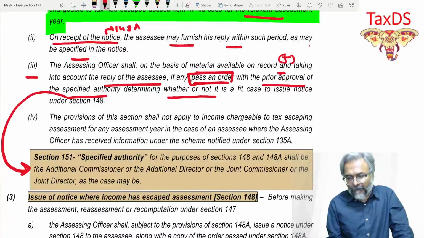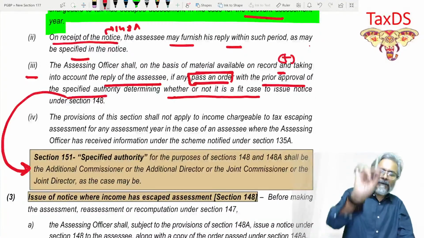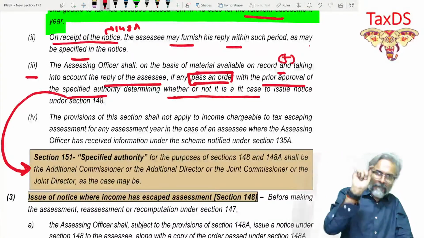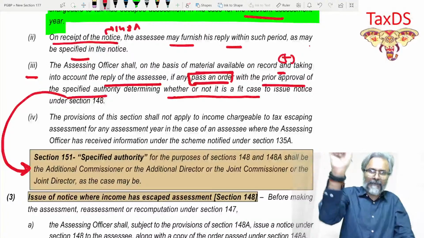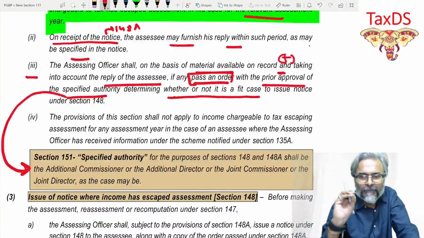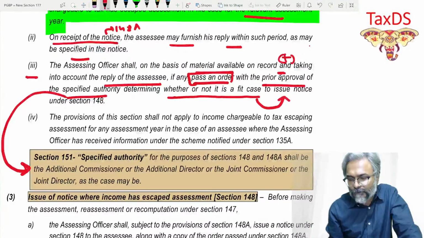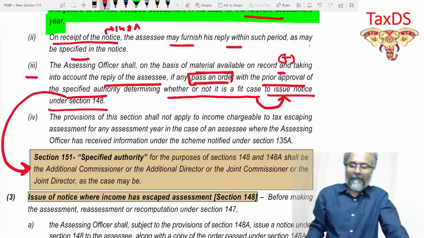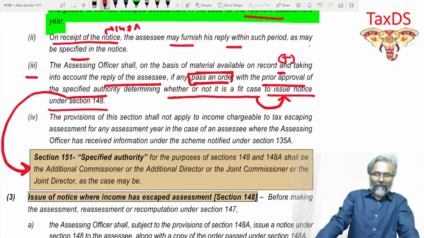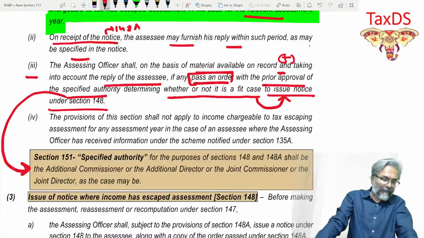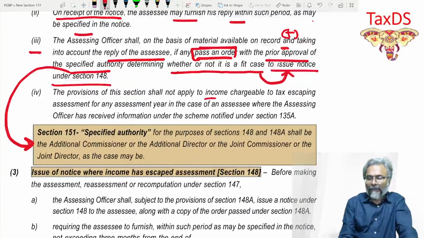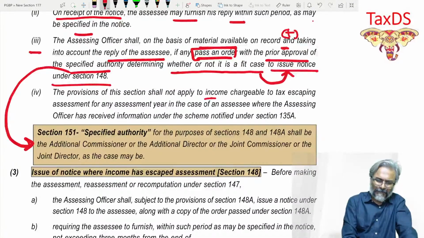So pass an order with the prior approval. What is the order? Whether or not it is a fit case of doing the assessment of 147. And if it is a fit case of doing the assessment of 147, then for that, whether he has to issue the notice under 148, and the answer is yes. If it is a fit case of 147, then he will have to issue the notice under 148. Is that clear to all of you, students? Perfect. Now the provision of this section shall not apply to income chargeable to tax. This is just for, leave this point number 4.